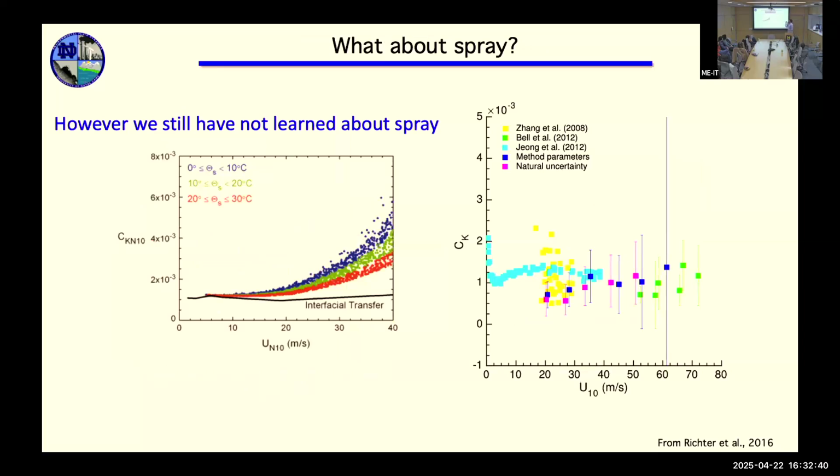Okay, what about spray? So again, if you look at CM1, if you look at a lot of models, it's just set to like 1.2 e-3. That's just what the coefficient is set to. I mean, what's going on here? There's absolutely no evidence that the CK ramps up to something like 4, up here by 40 meters a second. There's absolutely no evidence that suggests that's happening in reality. So what's going on with spray?